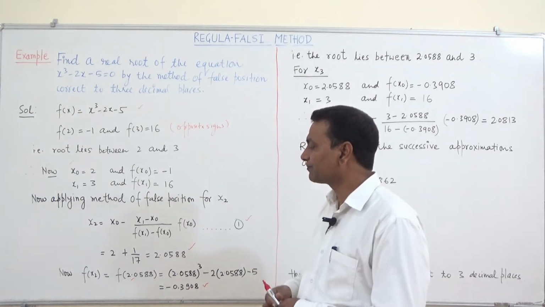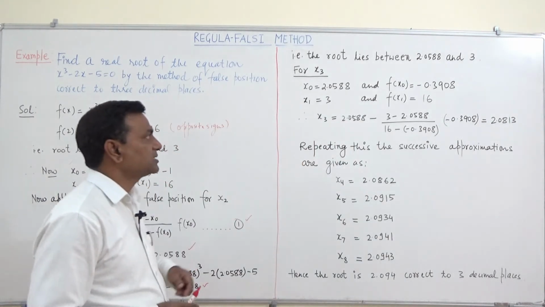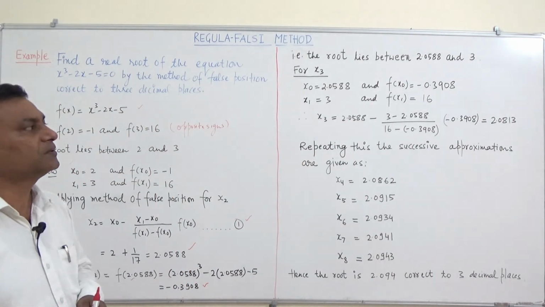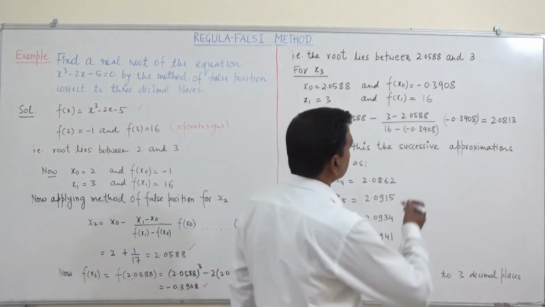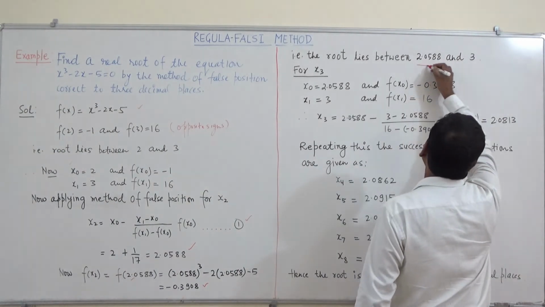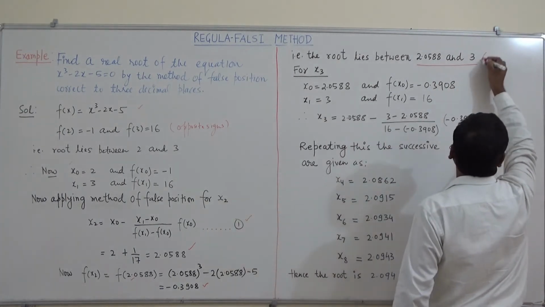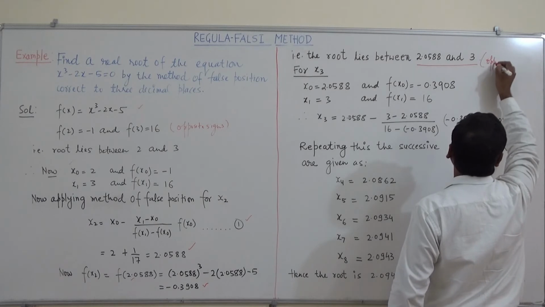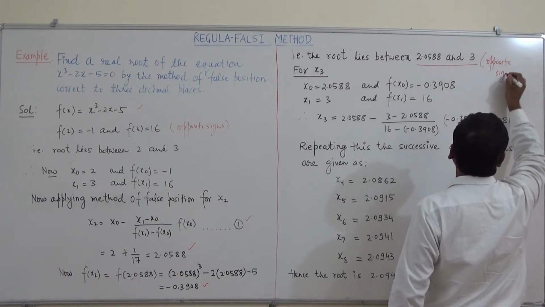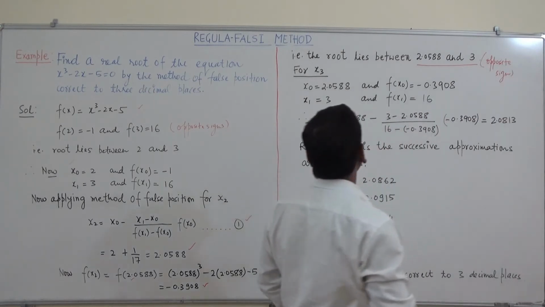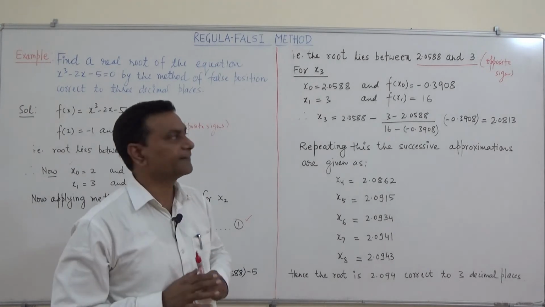It means we can say the root lies between 2.0588 and 3, because we are getting opposite signs. So the root lies between 2.0588 and 3.